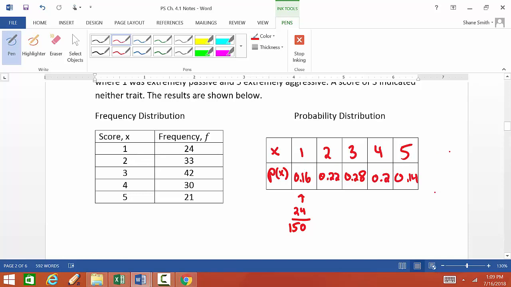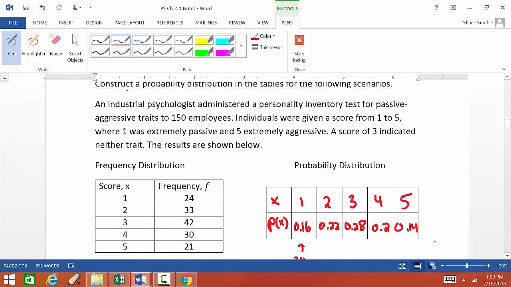So all of these probabilities, notice, are between 0 and 1, which is what all probabilities should be. And on top of that, all those probabilities add to 1. Okay, so that is a probability distribution for the industrial psychologist.